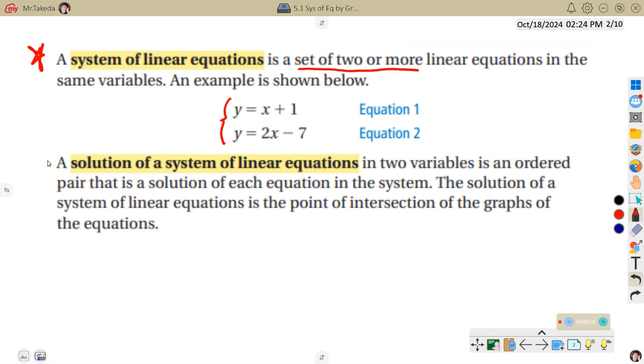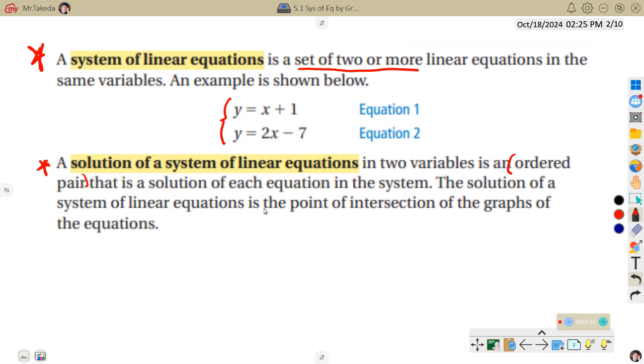Now, a solution to the system of linear equations is an ordered pair that is a solution to each equation in the system. In our case, to both equations, because we're only going to be doing two equations. When you get into more advanced math, you can be doing more equations in a system. But in this case, we want a solution that fits both equations.